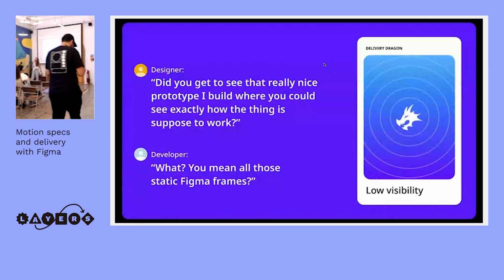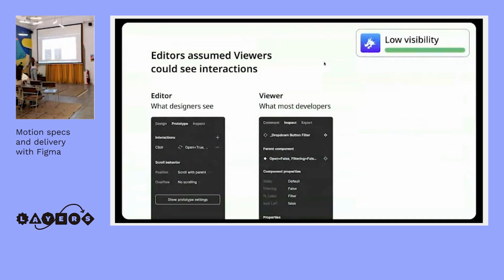So starting with low visibility, what was happening? Basically, our designer was like, did you get to see that really nice prototype I built where you could see exactly how the thing is supposed to work? And the developer was like, I don't know. I just saw those Figma frames, just static Figma frames. And we realized that most of our developers only had viewer mode. And in viewer mode, you don't have a prototype tab. So basically, they were clueless that there was a prototype.